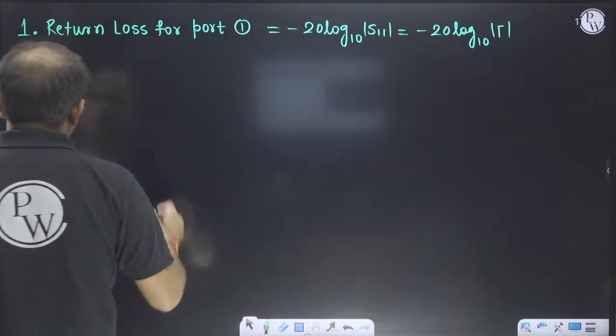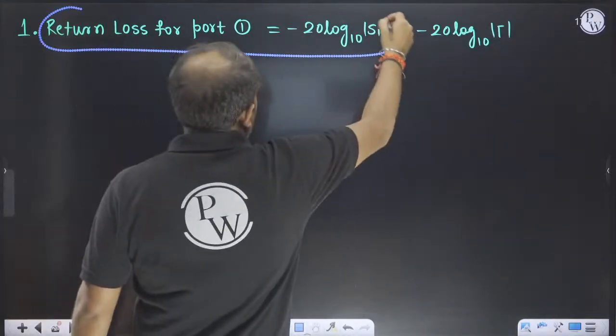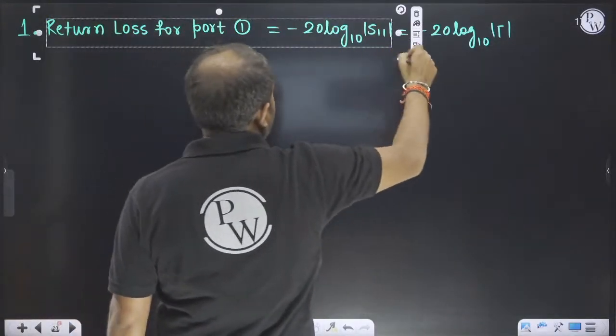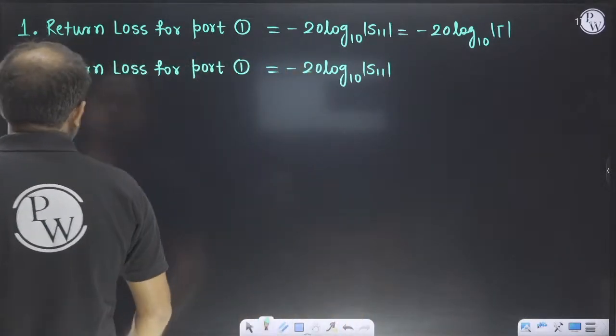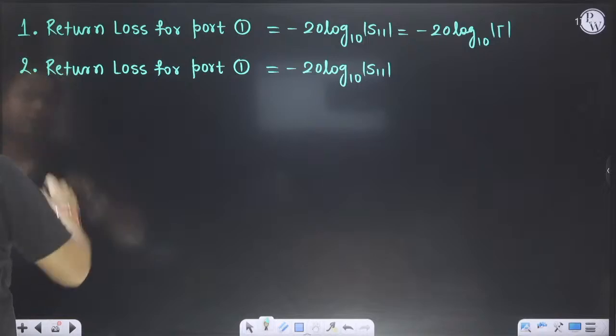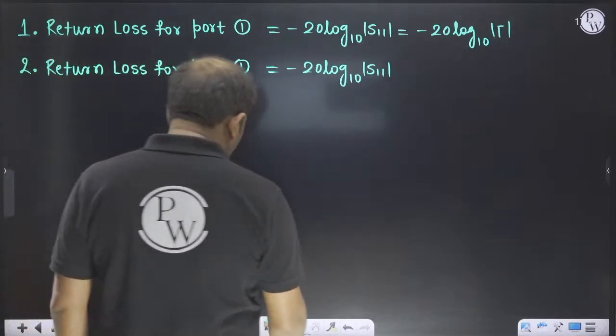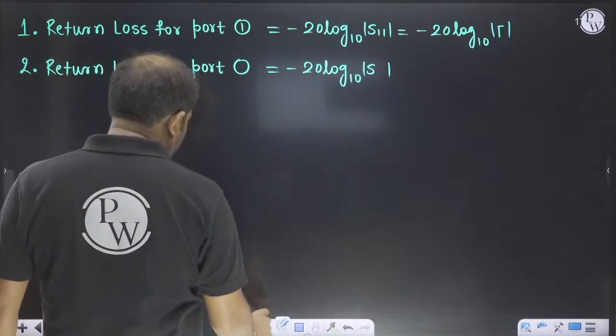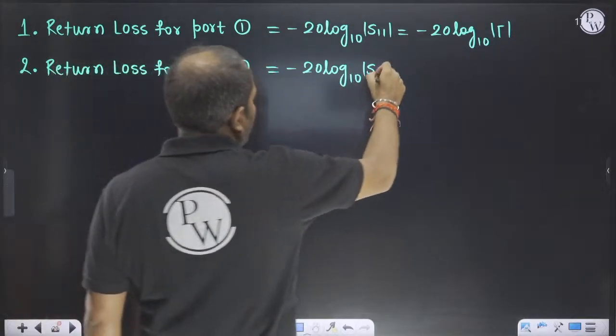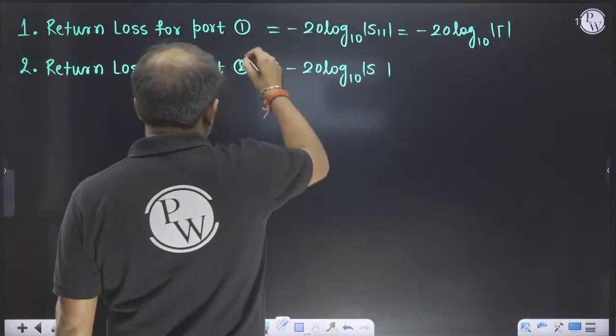For return loss at port 2, they may ask the return loss at port 2 also. So what is the value of return loss for port 2? For port 2 it will be S22.